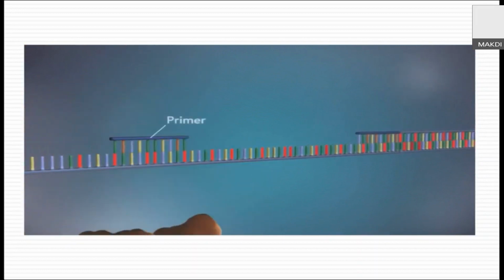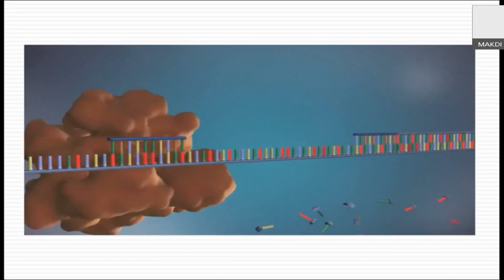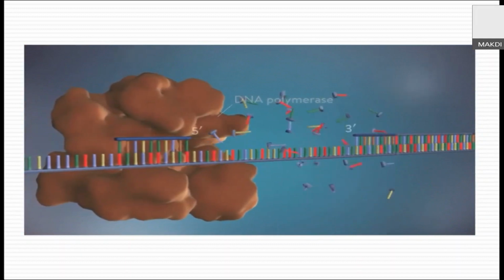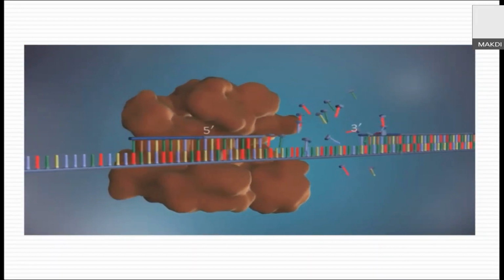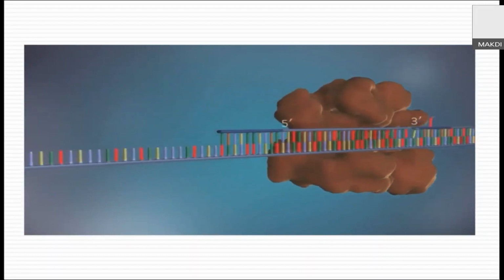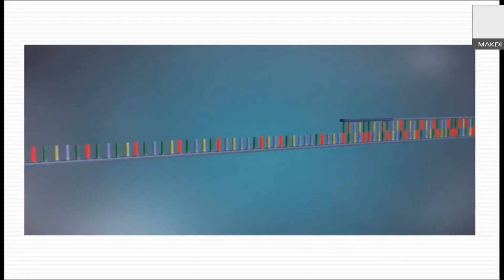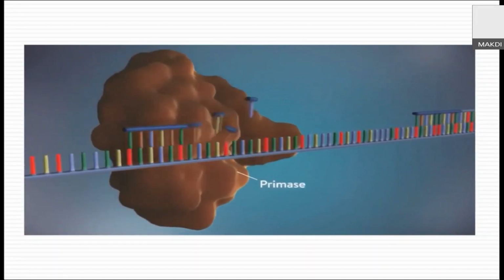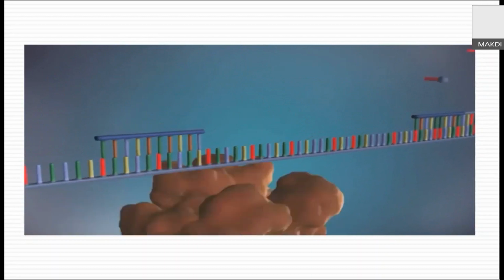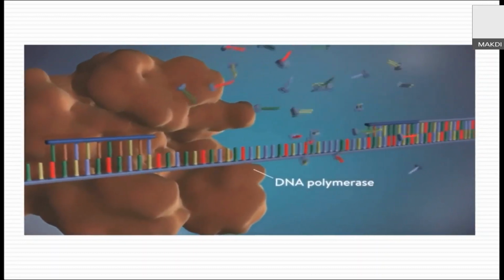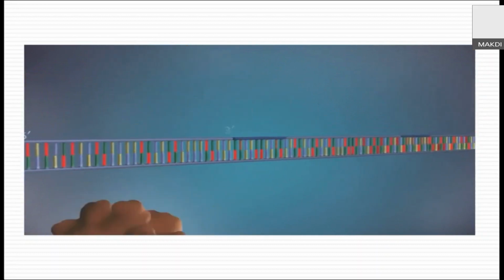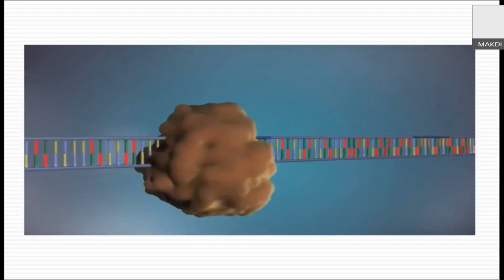Each fragment is started with an RNA primer. Okay, this one is the lagging strand. DNA polymerase then adds a short row of DNA bases in the 5' to 3' direction. The next primer is then added further down the lagging strand. Another Okazaki fragment is then made, and the process is repeated.